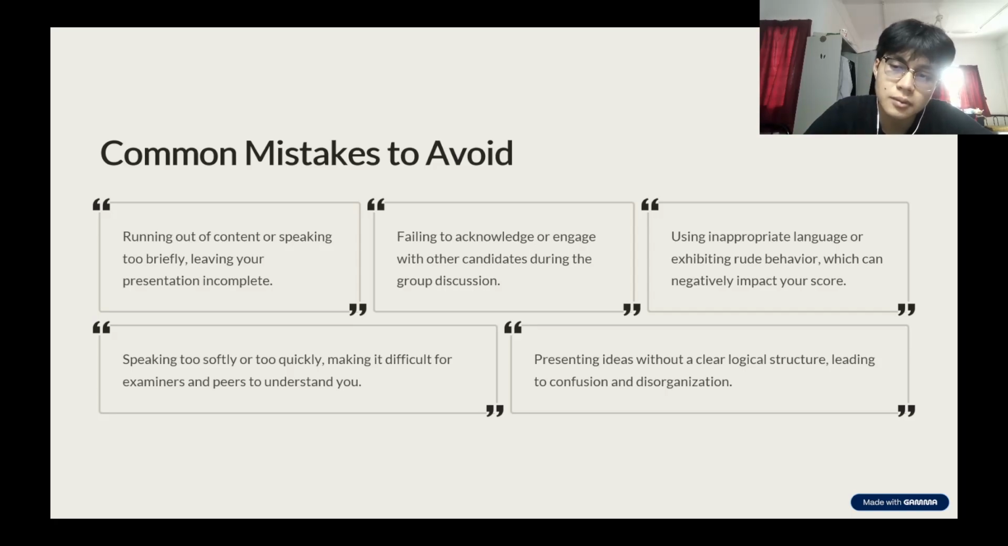Third is using inappropriate language or exhibiting rude behavior, of course, because it's an English proficiency test and it's formal based. So yeah, make sure to not use any slang or bad words. Fourth is speaking too softly or too quickly, making it difficult for your examiners and peers to understand. Fifth is presenting ideas without a clear logical structure, leading to confusion and disorganization.